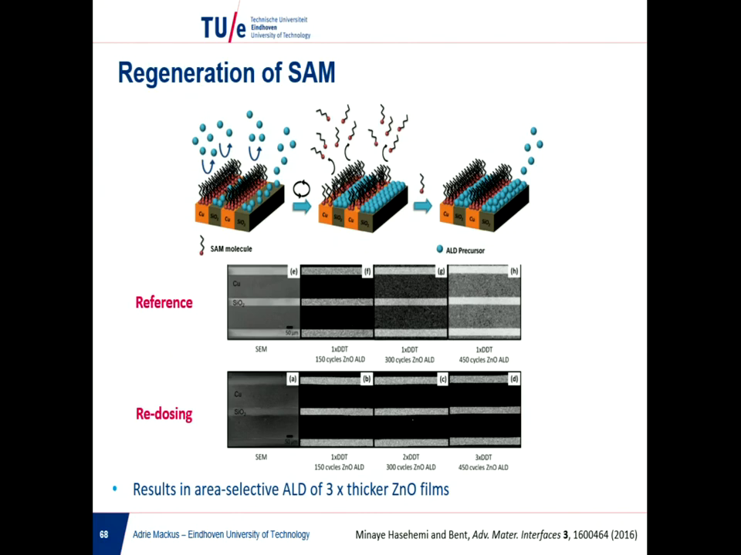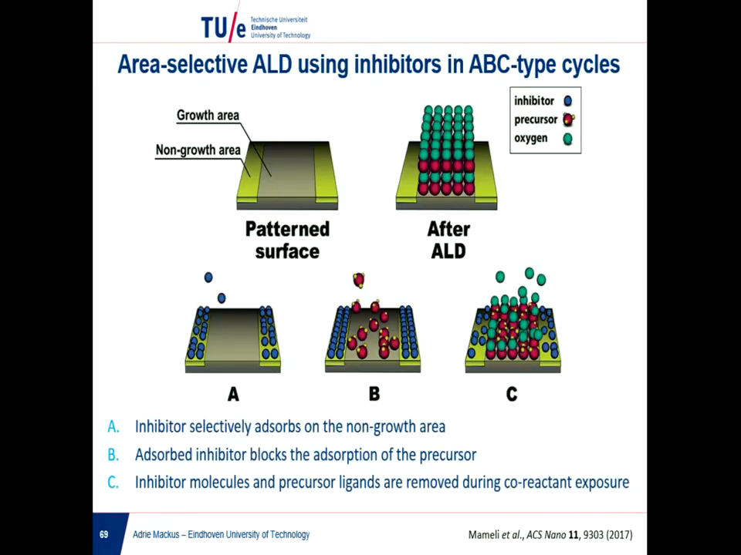And the extreme case would be to do this every ALD cycle. So then we get a 3-step ALD cycle. That's the approach that we have explored in our more recent work. Again, we have 2 different surfaces here, the growth area and the non-growth area. We want to grow selectively on the growth area. So what we do is we dose small molecules that we call inhibitors. These molecules are relatively small as compared to the self-assembled monolayer monomers, such that we can dose them in short dosing steps, such that we can do this every cycle.